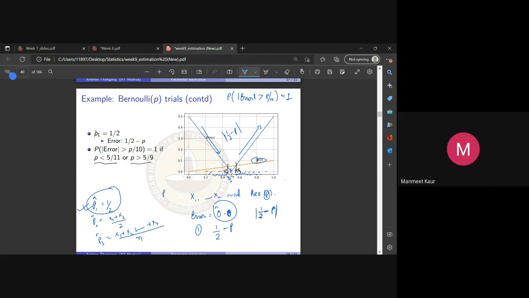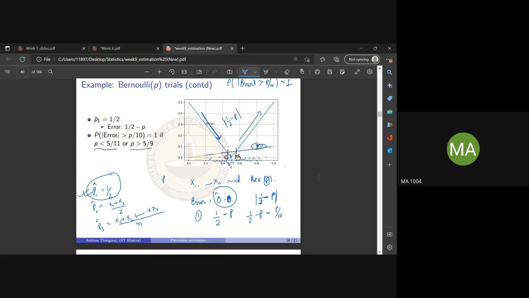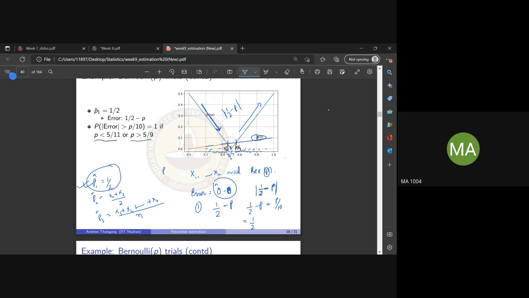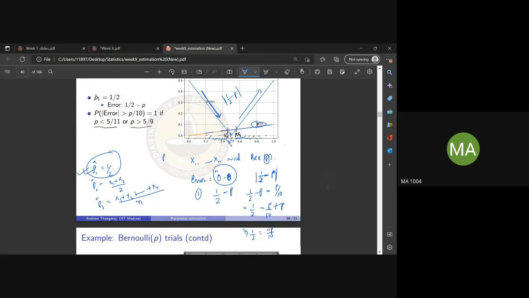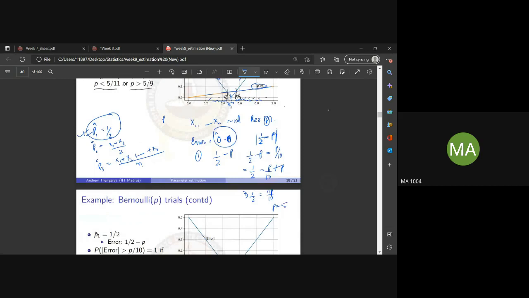Ma'am, are this 5 by 11 and 5 by 9 given in the question? No. Look at this graph. It is 1 by 2 minus P, right? So 1 by 2 minus P is intersecting with this P by 10. If you set this equal to P by 10, you get 1 by 2 equal P by 10 plus P, and this is 1 by 2 equal 11P by 10. So from there you get P equal 5 by 11.